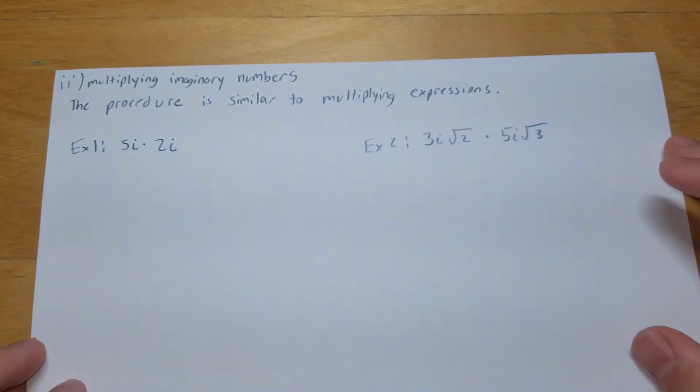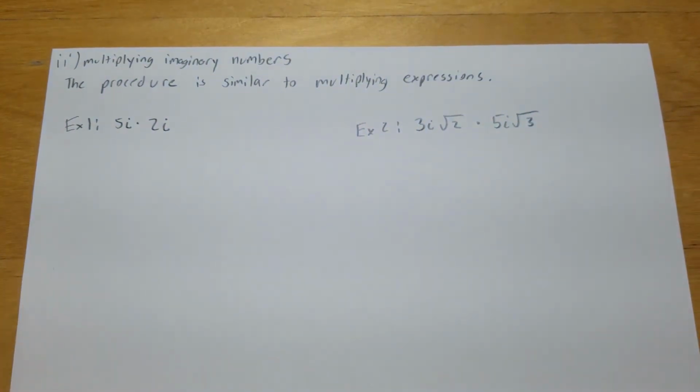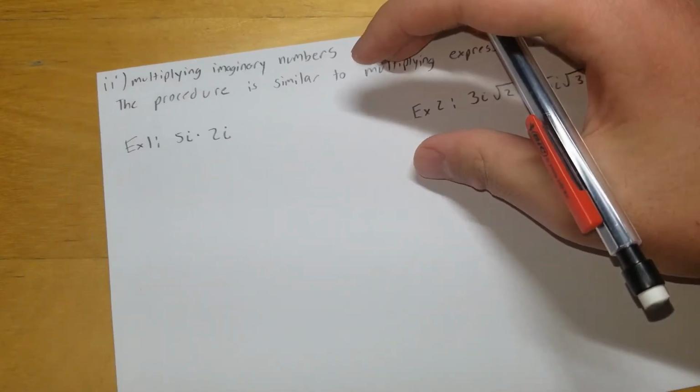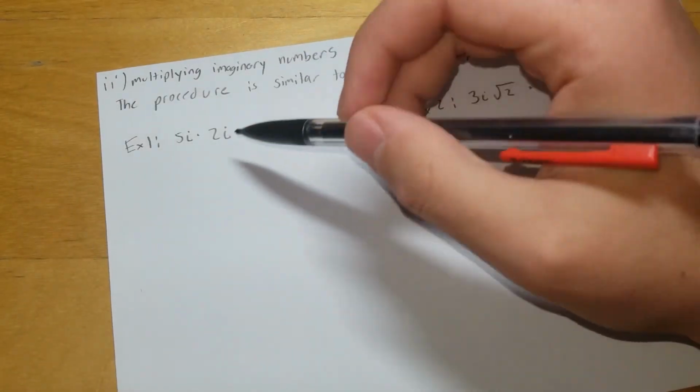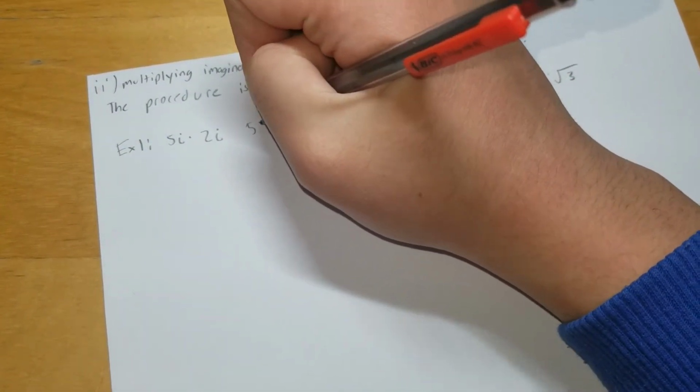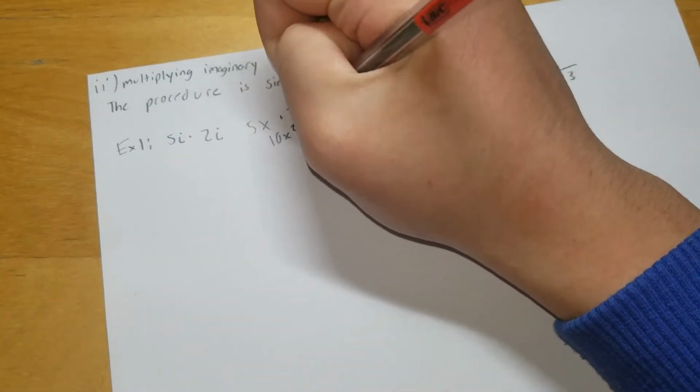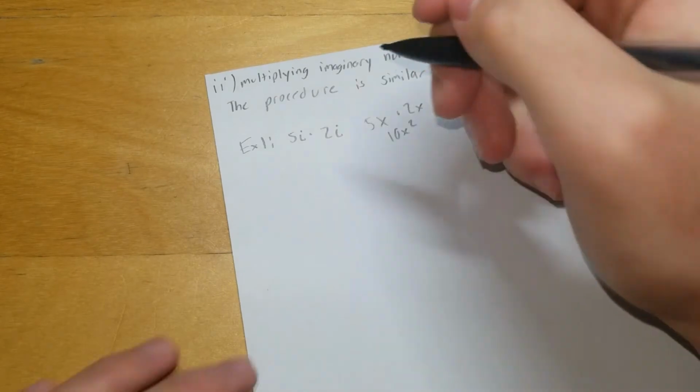We have multiplying imaginary numbers. All in all, the procedure to multiply imaginary numbers is very similar to multiplying regular expressions. So 5i times 2i is exactly the same as 5x times 2x. And what would this be? 10x squared. So what would this have to be? 10i squared.